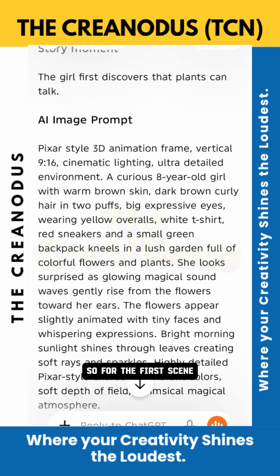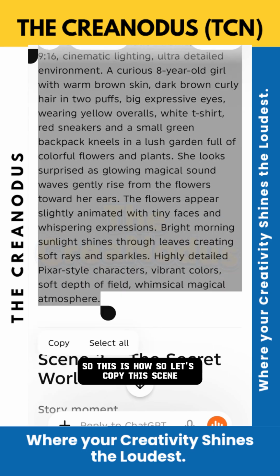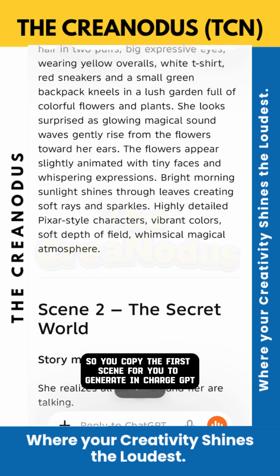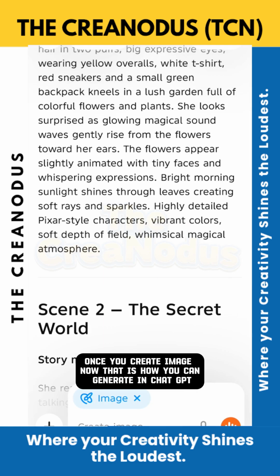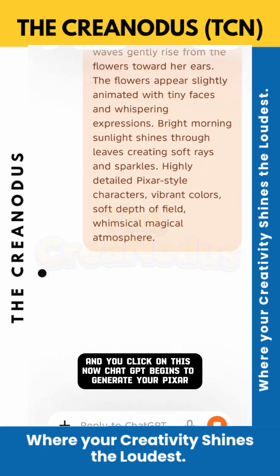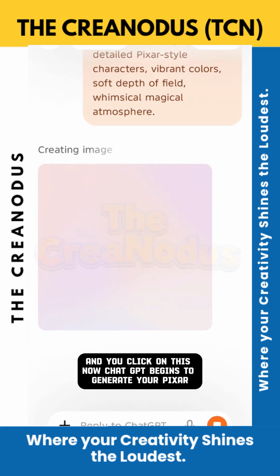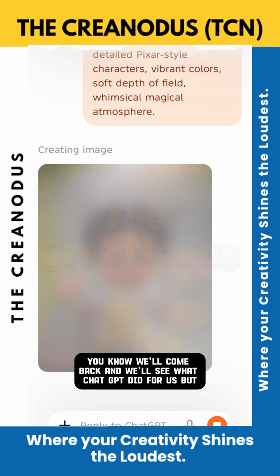So for the first scene, we are going to be generating in ChatGPT right here. So this is how. Let's copy this scene. So you copy the first scene. For you to generate in ChatGPT, just click on this plus button and then you click on create image. Once you create image, that is how you can generate in ChatGPT. So you just paste your prompt, okay? And you click on this. Now ChatGPT begins to generate your Pixar image for you. So let's just wait for that. Or instead of waiting, let me walk you through how you can generate. We'll come back and we'll see what ChatGPT did for us.